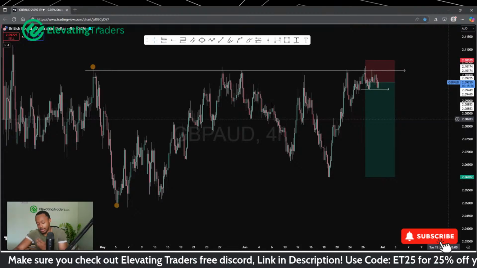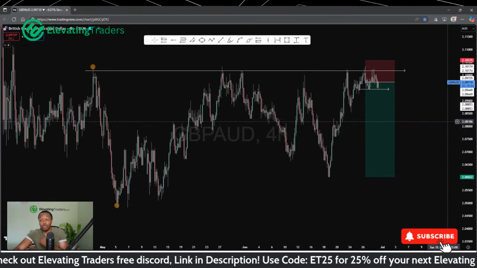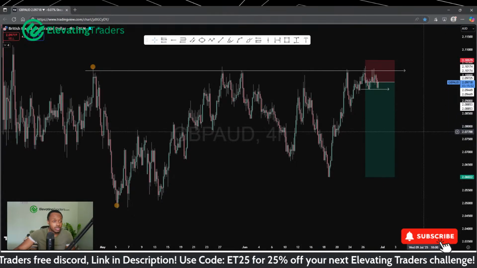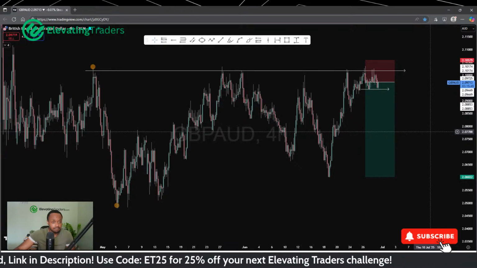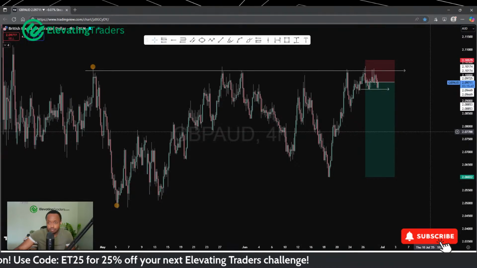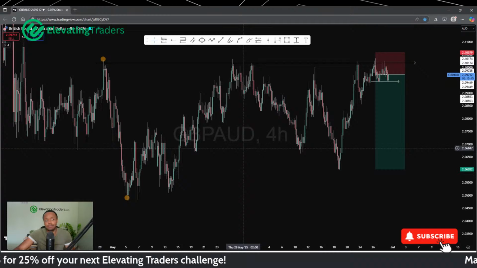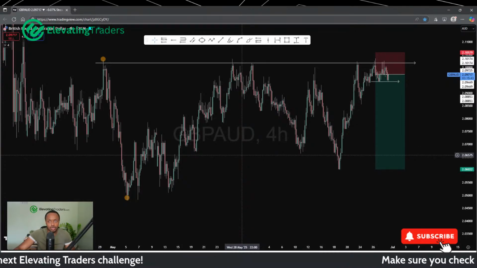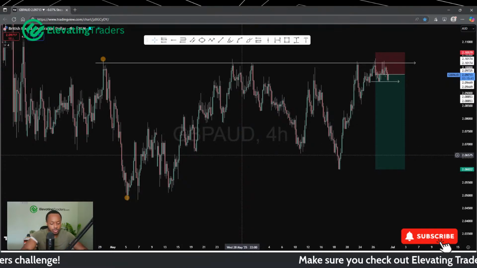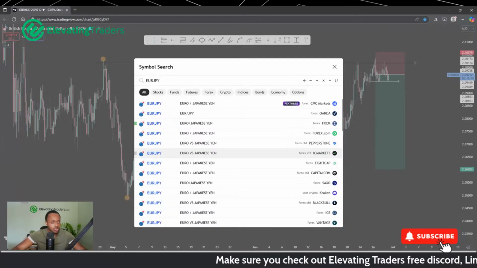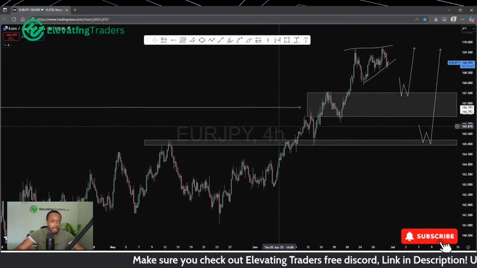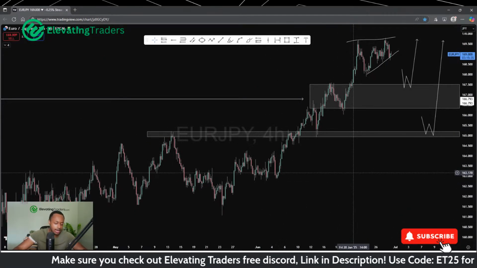There's a few pairs I'm looking at this week, but I'm not seeing a crazy amount of setups. I'm seeing a good few. I'll go through my watch list. Euro yen's on the watch list, which of course we just spoke about. I quite like Euro yen, so keeping it very close for some pullbacks there.